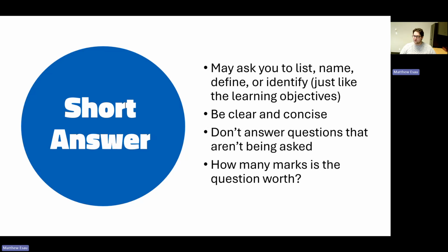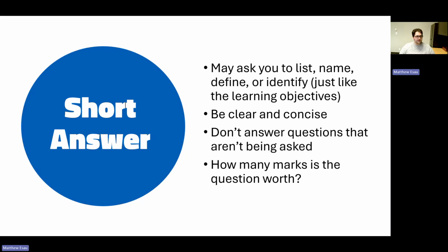You can look at how many marks it's worth as well. So if in the learning objectives it's list the five methods for sterilizing medical instruments, you might have a question about medical instruments worth 5 marks. So you have to get all five. So it can kind of help you do that.